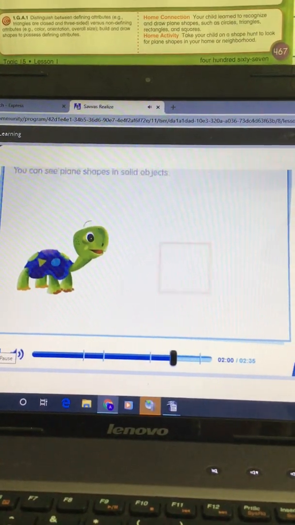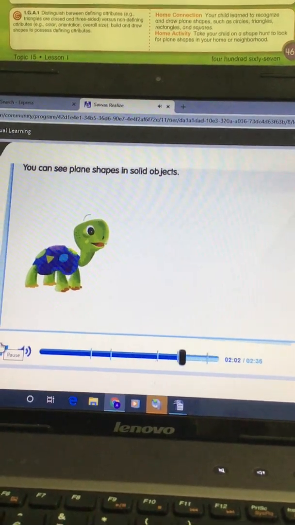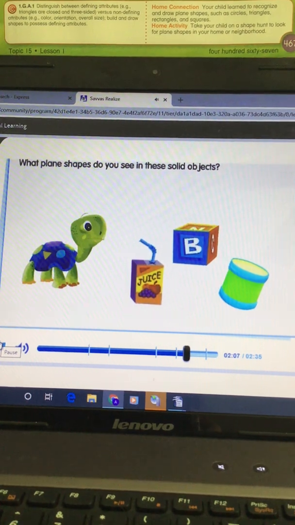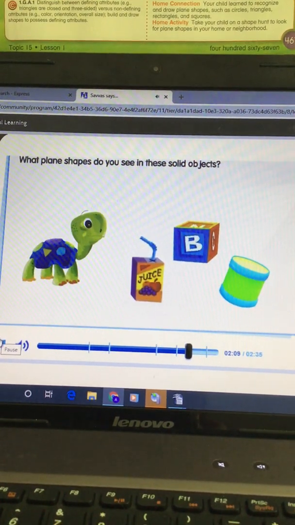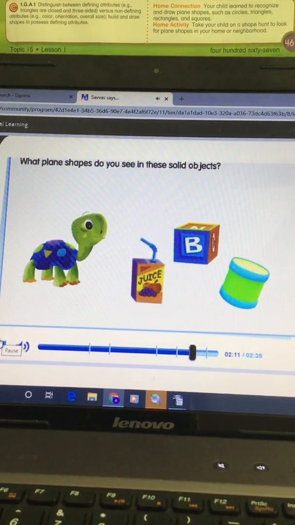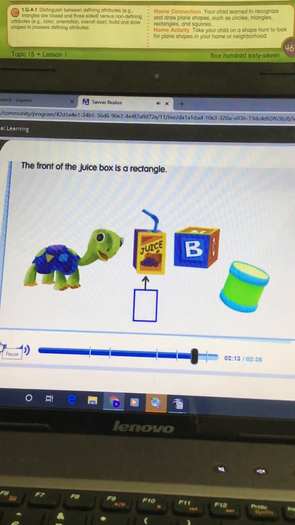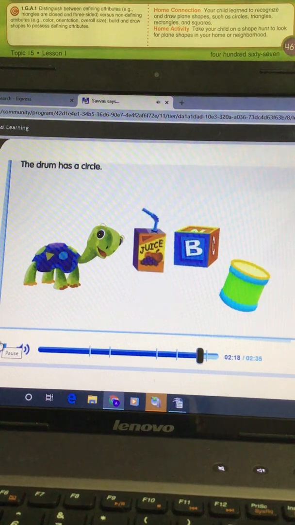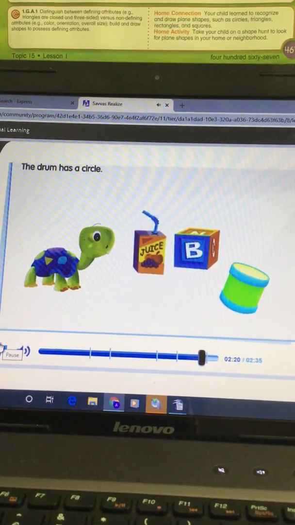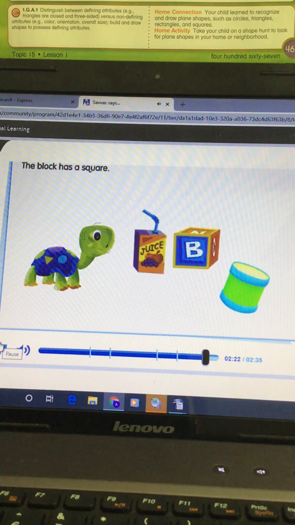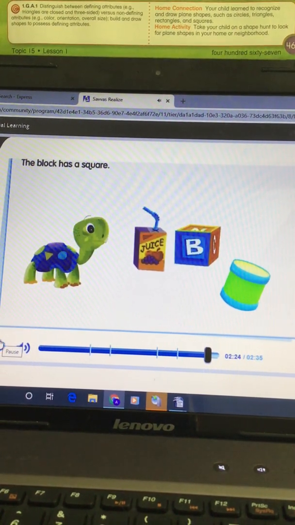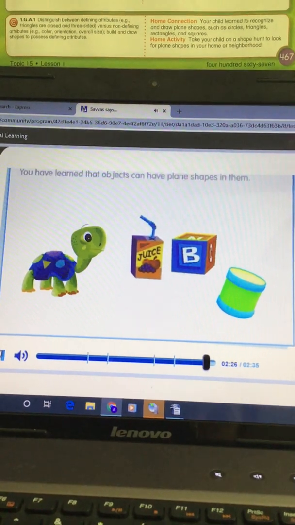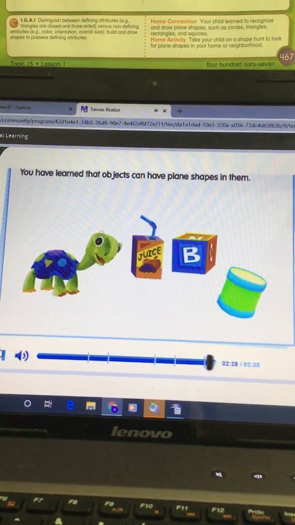You can see plane shapes in solid objects. What plane shapes do you see in these solid objects? The front of the juice box is a rectangle. The drum has a circle. The block has a square. You have learned that objects can have plane shapes in them.